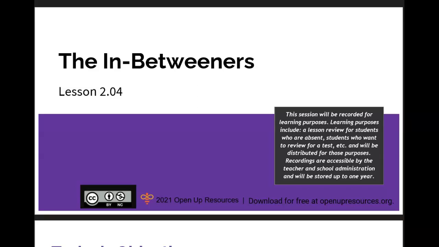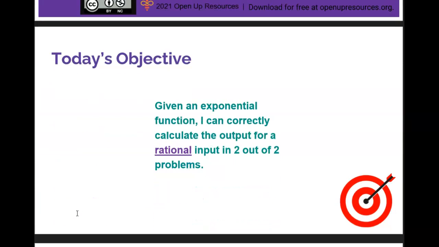Today's lesson will be lesson 2.04, the in-betweeners. So today's objective is, given an exponential function, I can correctly calculate the output for a rational input in 2 out of 2 problems. Now, rational, there's a word that we haven't used yet. That's a vocabulary term we'll be talking about in just a second.